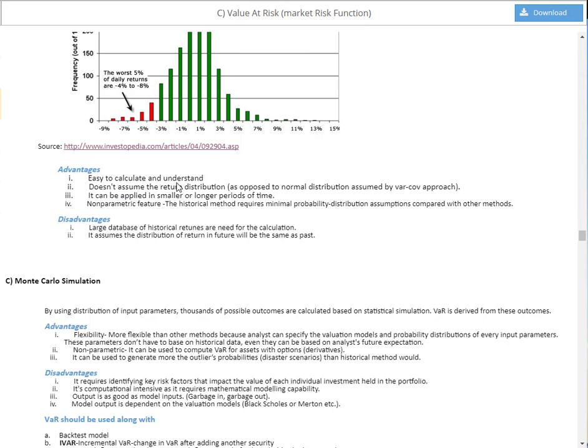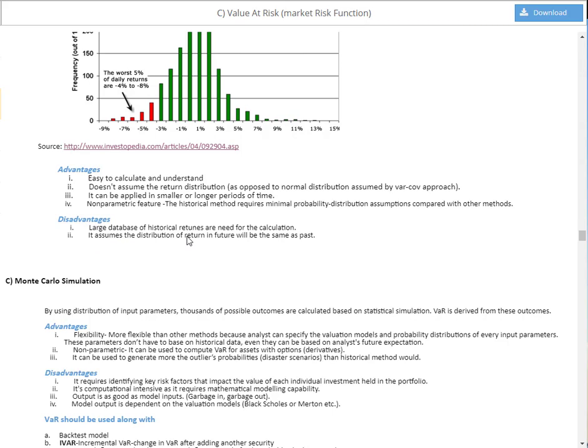Advantage: it's easy to calculate and understand. It doesn't assume the return distribution, as opposed to the normal distribution assumed by the variance and covariance approach. It can be applied over smaller and longer periods of time. Non-parametric feature: the historical method requires minimal probability distribution assumptions compared to other methods. So in this case, we have no assumption whether it's a normal curve or some other distribution. It has a minimum set of assumptions.